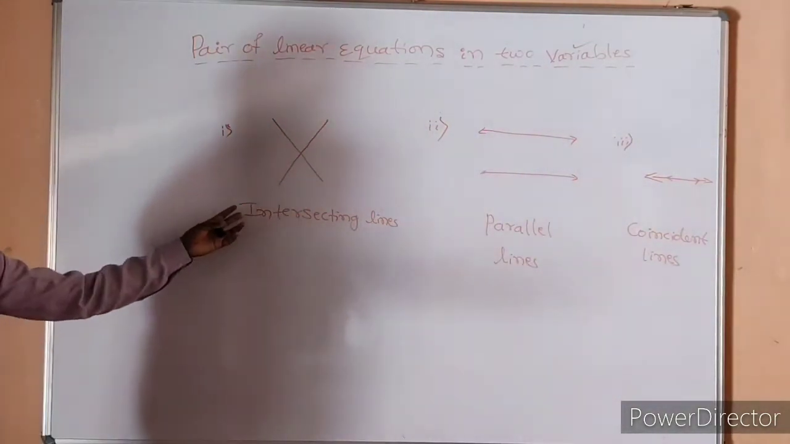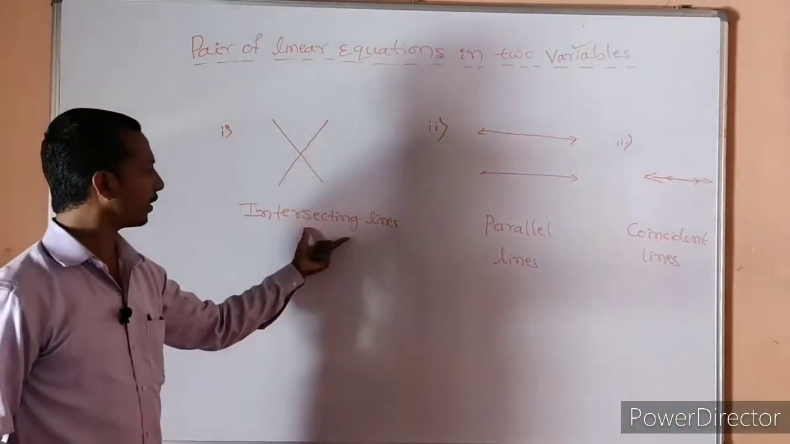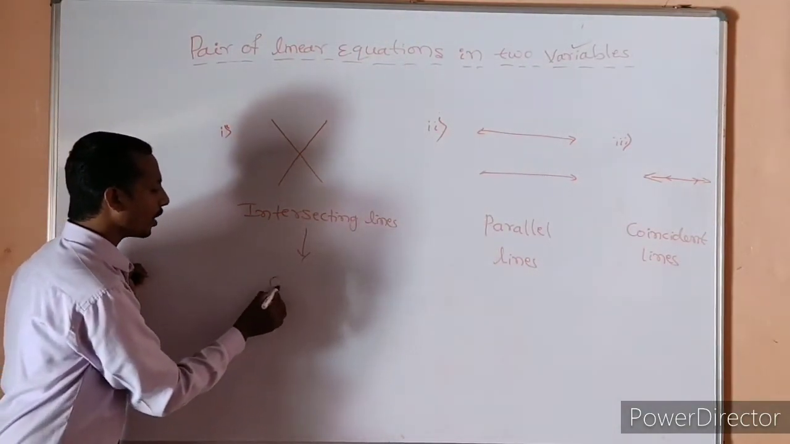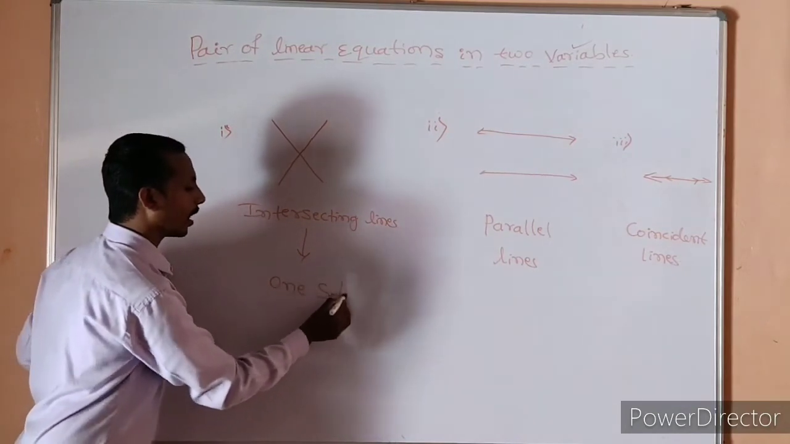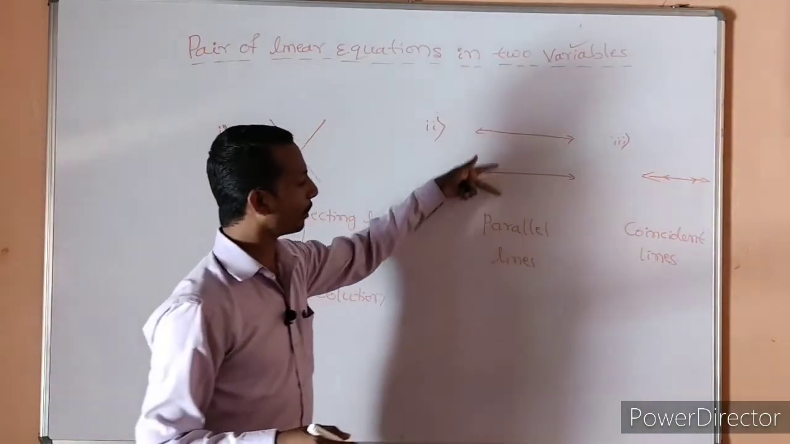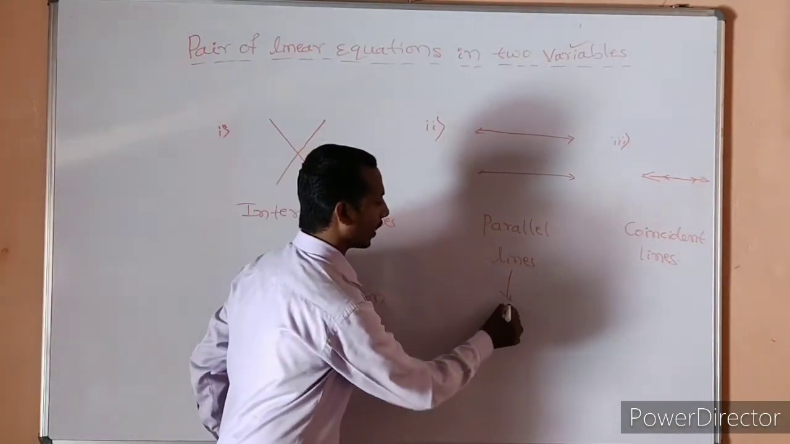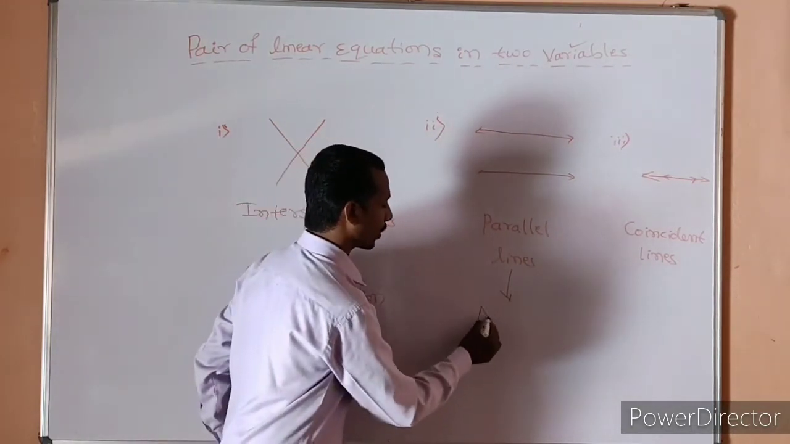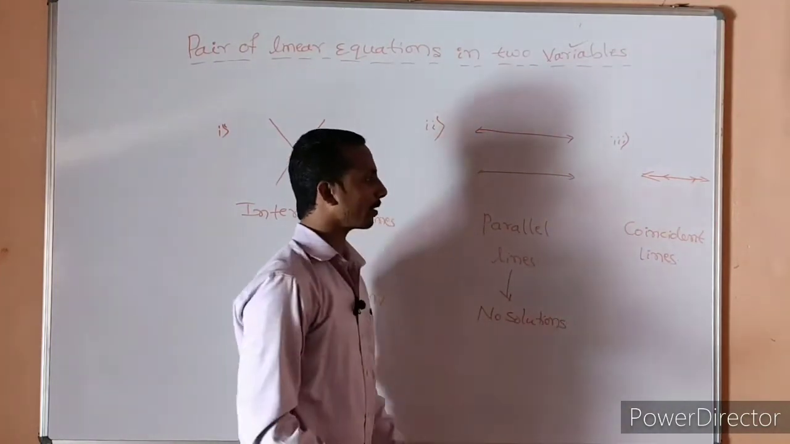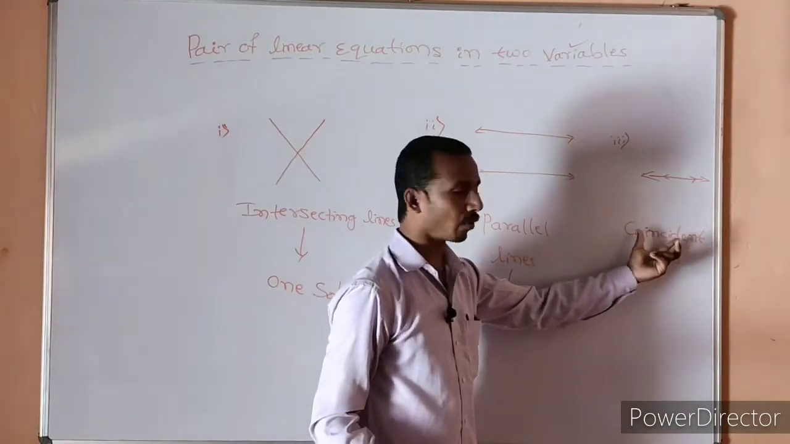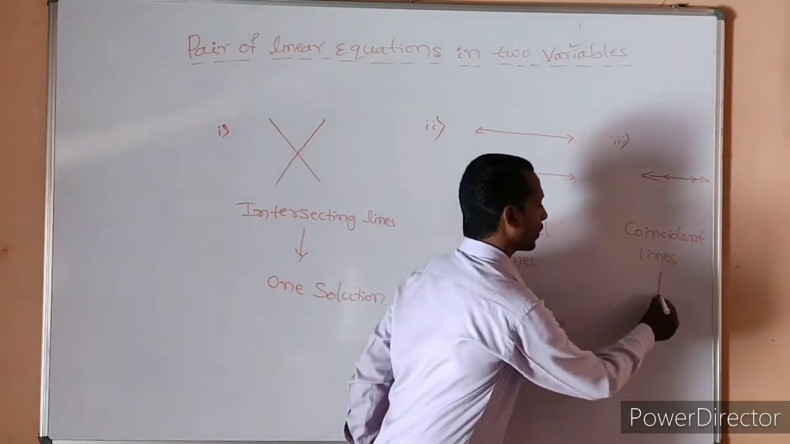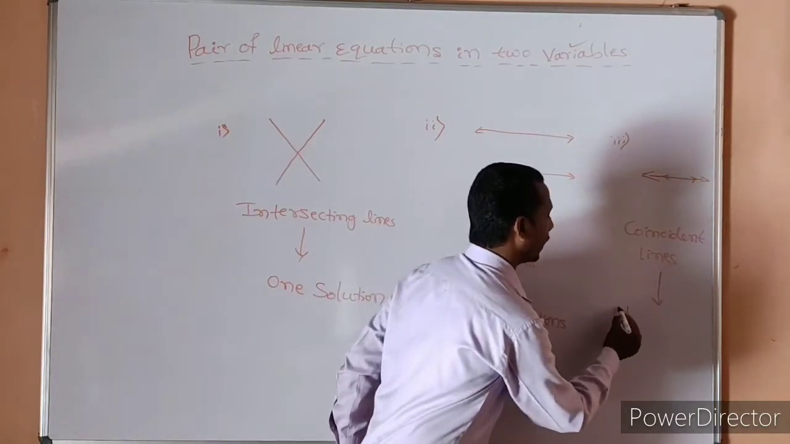If a pair of linear equations has intersecting lines, then it has exactly one solution. If two lines are parallel, then these two parallel lines have no solutions. If the given lines are coincident, then those lines have infinitely many solutions.